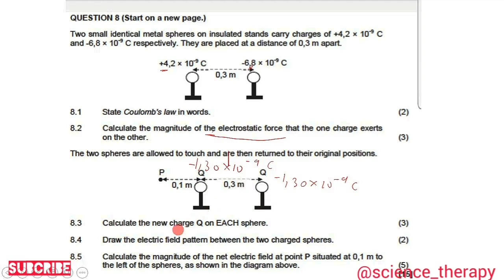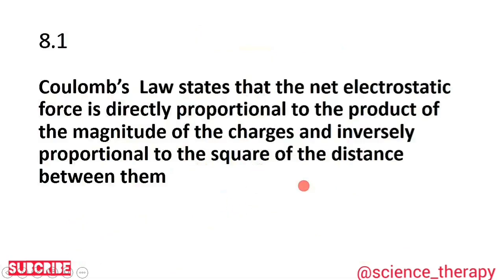Then for 8.4 it says draw the electric field pattern between the two charged spheres. After they have come together and then separated, we must now draw the electric field. Note that we are not drawing the electric field of the earlier situation. We are drawing after they are made to come into contact. So now we are drawing for a negative and a negative. That's a repulsion, right? So we have a negative here and a negative there.